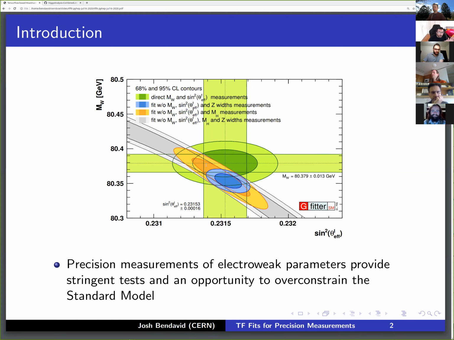So, okay. The background here on the physics side is, of course, that precision measurements of the electroweak parameters provide stringent tests and an opportunity to over-constrain the standard model. And you can see here the standard G-fitter plot of the W mass versus the weak mixing angle.